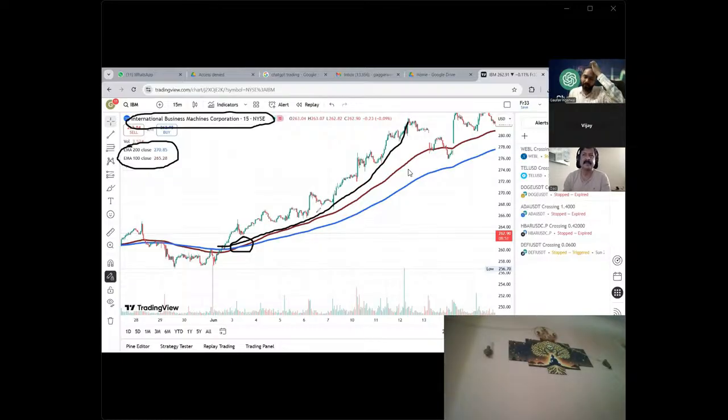And if you want to do scalping, then you can use 10 and 20 also.